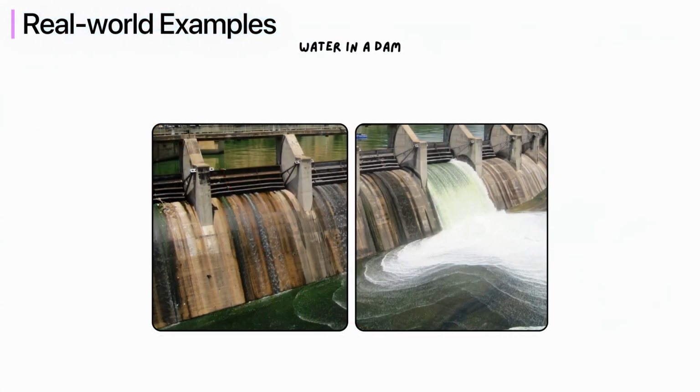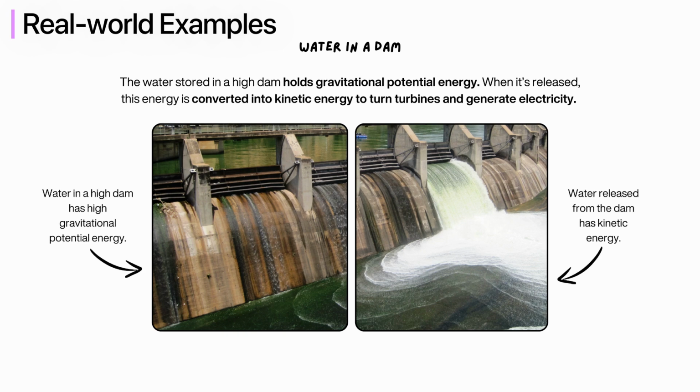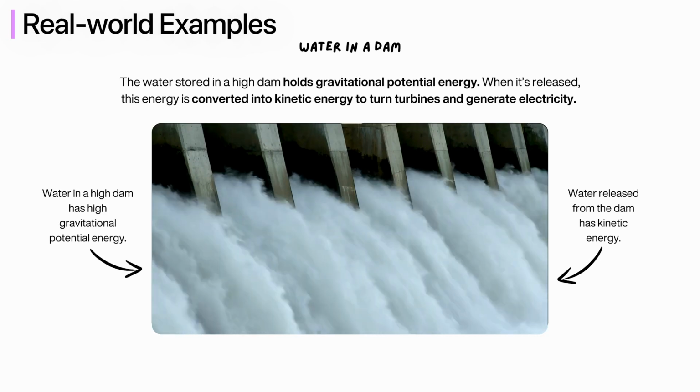Water in a dam is another example. The water stored in a high dam holds gravitational potential energy. When it's released, this energy is converted into kinetic energy to turn turbines and generate electricity.